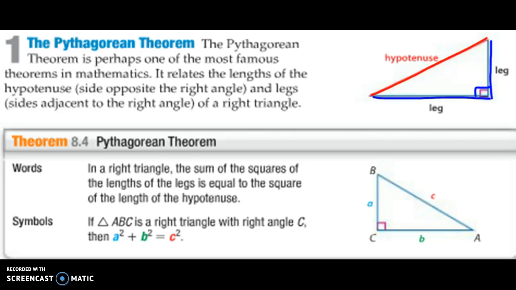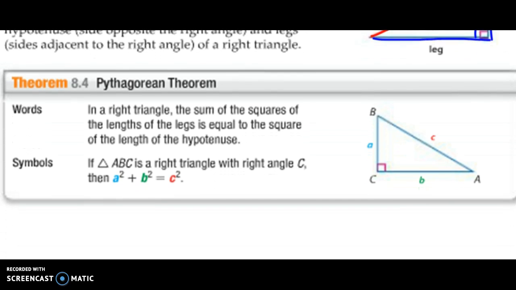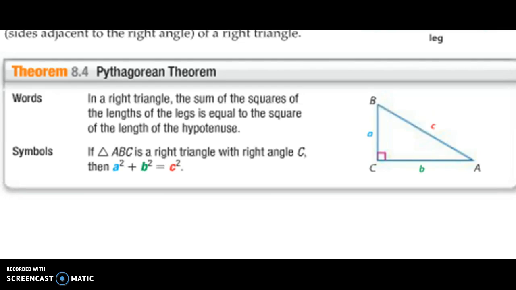And many years ago, a Greek mathematician named Pythagoras actually saw that there was a similarity between all right triangles and the hypotenuse. And what he found was that if you had a side A and you squared it, and then added it to another leg, side B, and squared that, it was equal to the length of the hypotenuse squared. And we end up getting this equation. It's one of the most common math equations that you'll ever see. A squared plus B squared equals C squared.